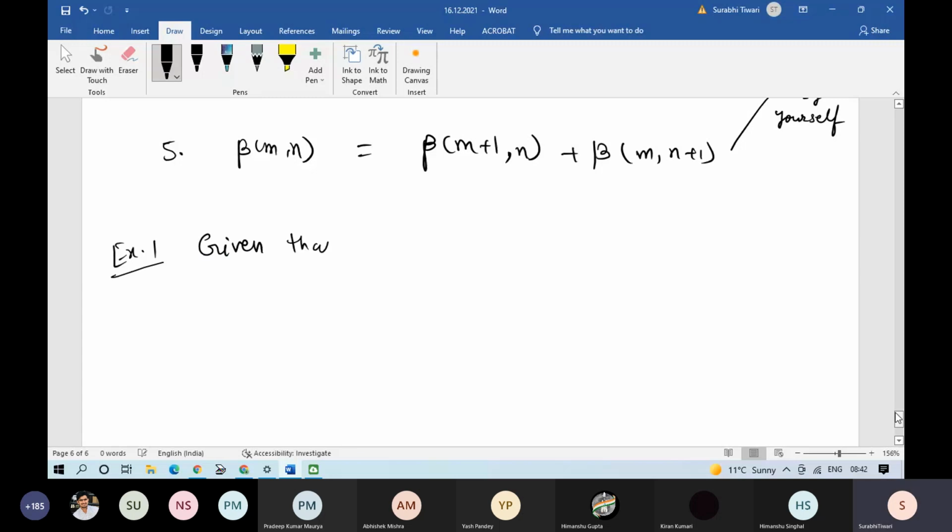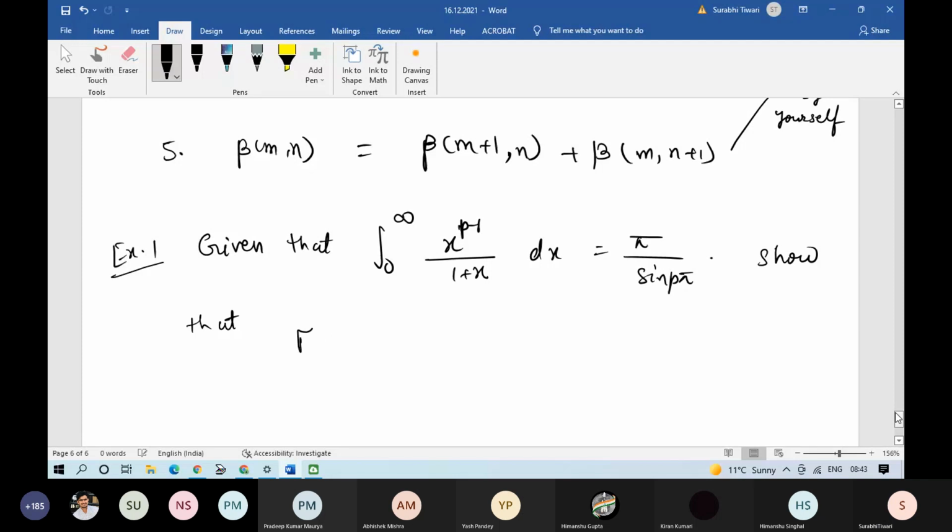Given that the integral from 0 to infinity of x to the power of p minus 1 upon 1 plus x dx is equal to pi upon sine p pi. This is given. Now show that gamma p into gamma 1 minus p is equal to pi upon sine p pi. This you have to show.